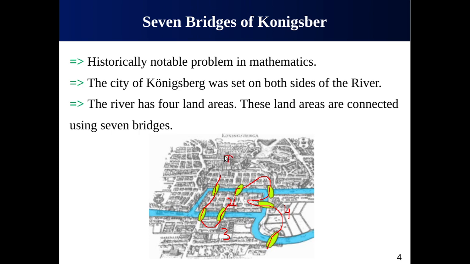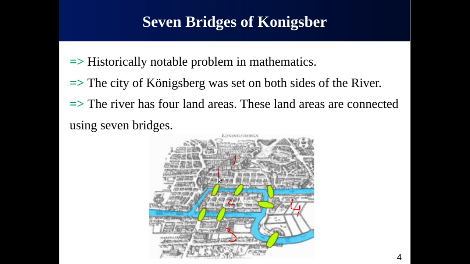Let's suppose I start from land area number 1. So is it possible to visit all these bridges, or go through all these bridges exactly once and then return to the same land from where we started? So we started from land number 1. Let us give it a try to solve the problem.